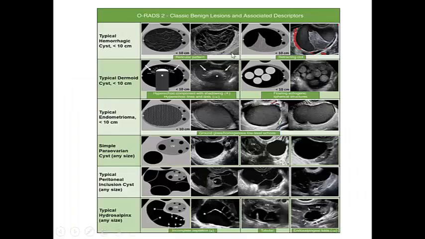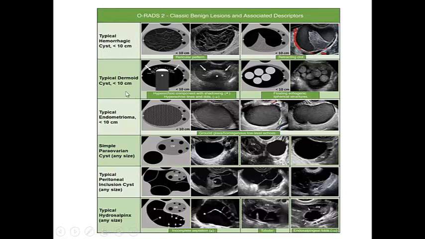O-RADS 2 lesions, and this is the normal appearance of O-RADS 2 classic benign lesions. Typical hemorrhagic appearance, but still, I told you that even with this typical hemorrhagic appearance, we don't write directly in ultrasound that it is a hemorrhagic lesion, because the only modality that can identify the blood is the MRI. So here we have different appearances of the hemorrhagic cyst. This is the clot retraction, and here the fine low level internal echoes within. So that is the typical hemorrhagic appearance.